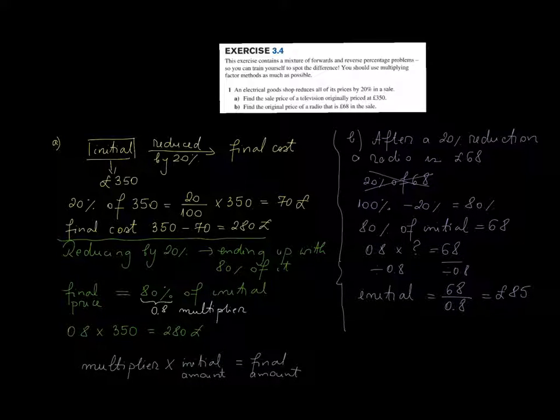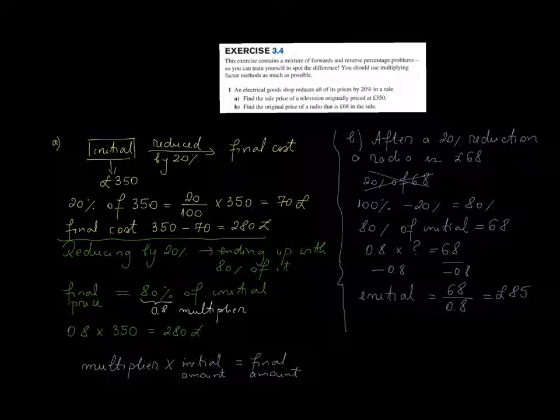Just to summarize, in the first case, we know the initial and we know the multiplier, and we find the final amount. We have this method which will lead me to the same answer easier. You can use whatever you prefer. Question B is about reverse percentage. In question B, I know the multiplier and I know the final, but I don't know the initial. So I'm using the same equation.